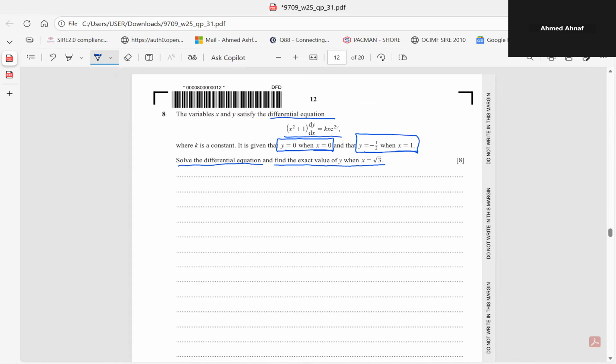Okay, so let's copy down the differential equation first.